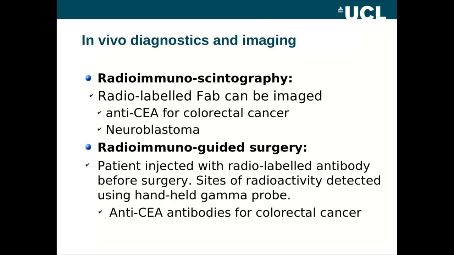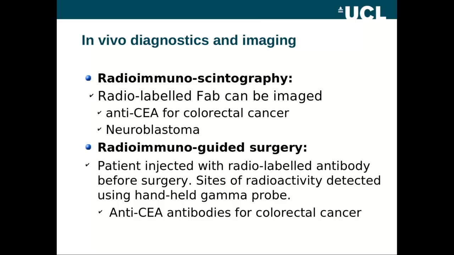There have also been experiments with what's known as radioimmunoguided surgery, in which a patient is injected with radio-labeled antibody before surgery. This then concentrates at the site where tumours are found, and then once the surgeon opens up the patient, using a handheld gamma probe, they can find sites of radioactivity which will indicate metastases of the cancer, so typically to the liver or to the lungs. And again, anti-CEA antibodies have been used in this way for colorectal cancer.